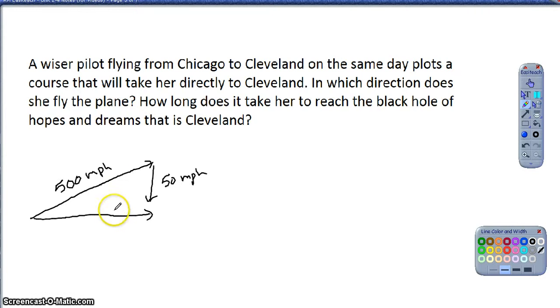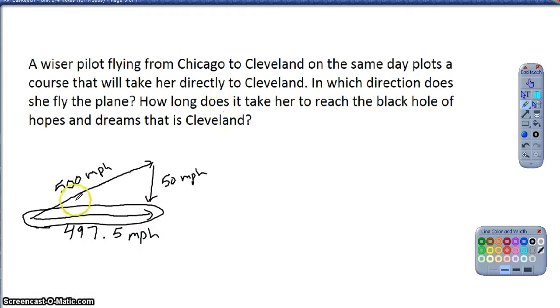When we calculate this number, and if you noticed I was pausing there, it was because I was calculating this number, it ends up being about 497.5 miles per hour. So again, this is the actual resultant. This is how fast it looks like she's flying. So yes, she is going a little bit slower than the aircraft is actually traveling. However, she is going directly in line with where she wants to go.